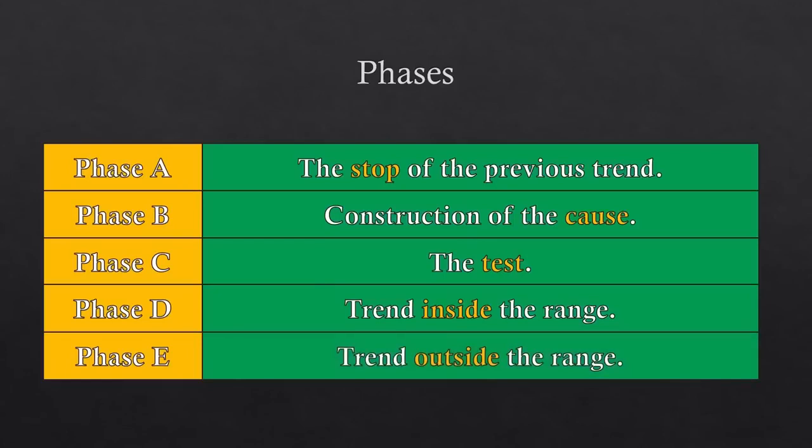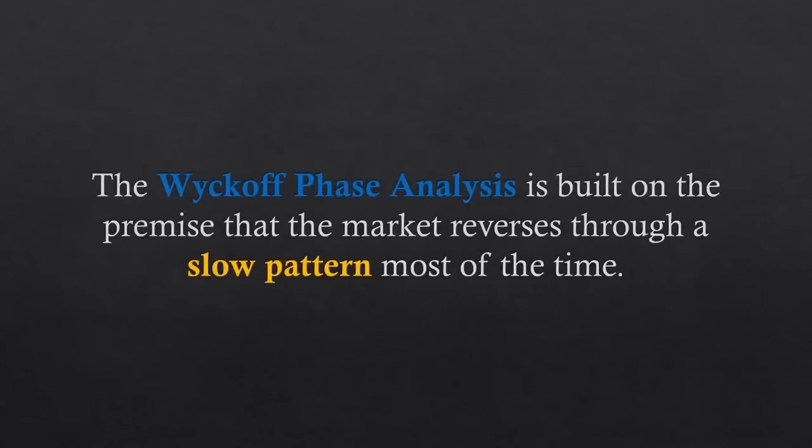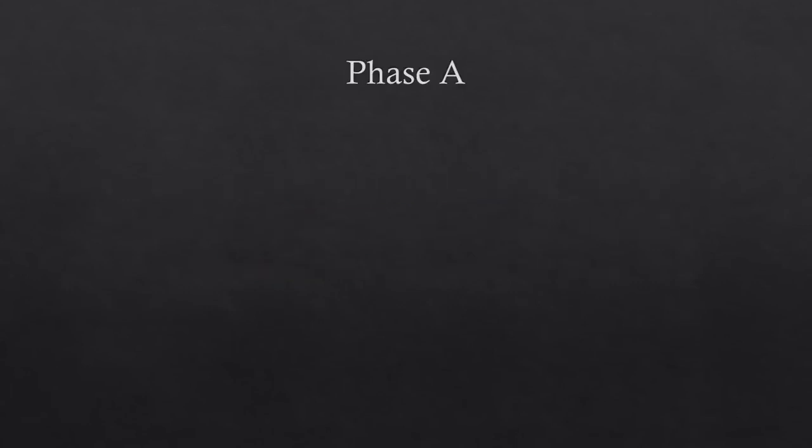The Wyckoff phase analysis is based on the premise that, generally speaking, the market reverses through a slow pattern, meaning that the well-informed traders need some time to absorb orders and effectively create a path of least resistance to the opposite side. Beyond that, the slow pattern outlined by the method provides repeatable patterns that, if correctly identified in real time, can provide an edge to the trader. Let's now explore each of the 5 market phases more carefully. We'll begin with phase A, which represents the stop of the previous trend.